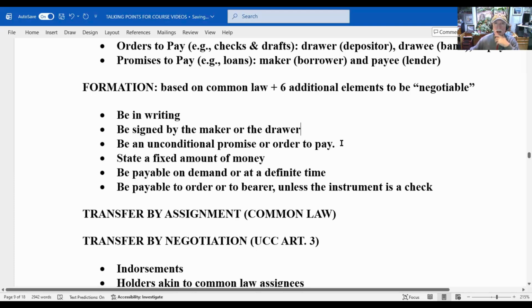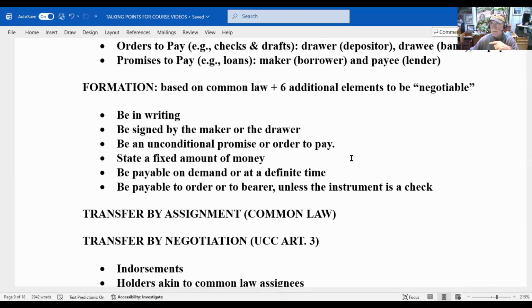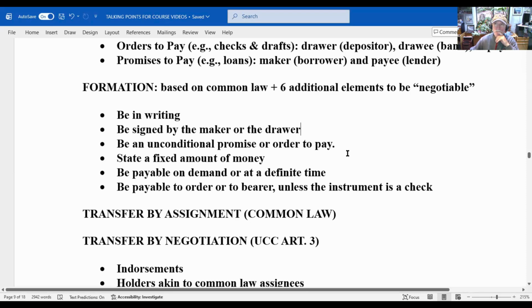Next, an unconditional promise to pay, or order to pay. There can't be any weird personal conditions. For example, I loan you money if you promise to fix my roof. That can be an enforceable contract, but it's not a negotiable instrument.